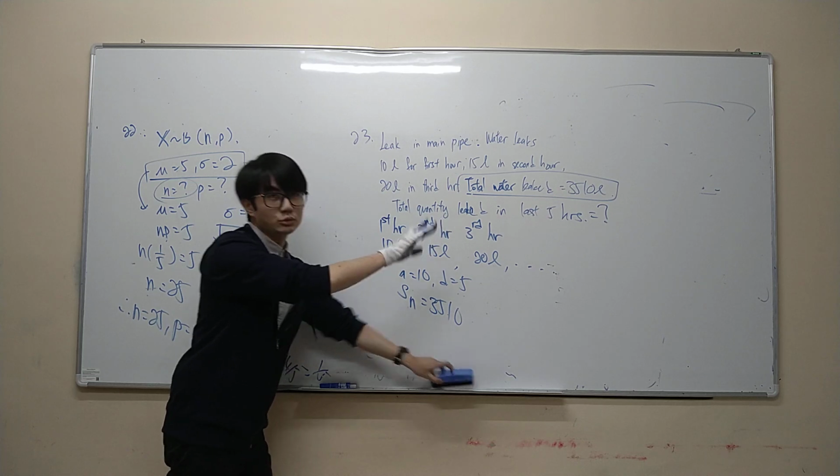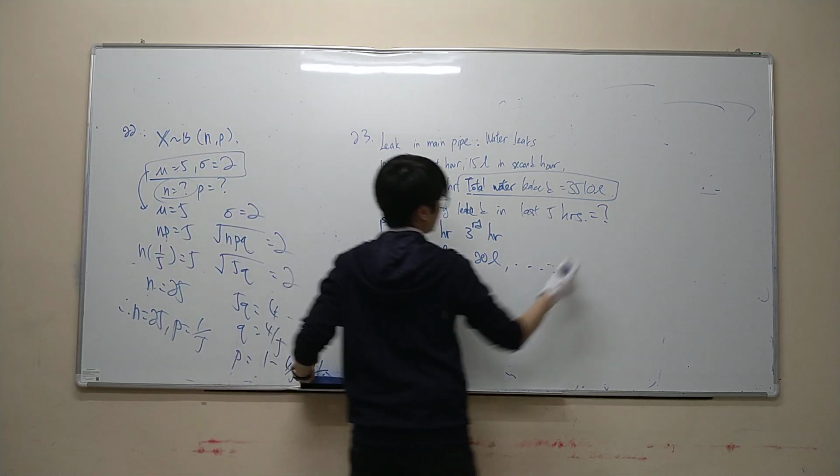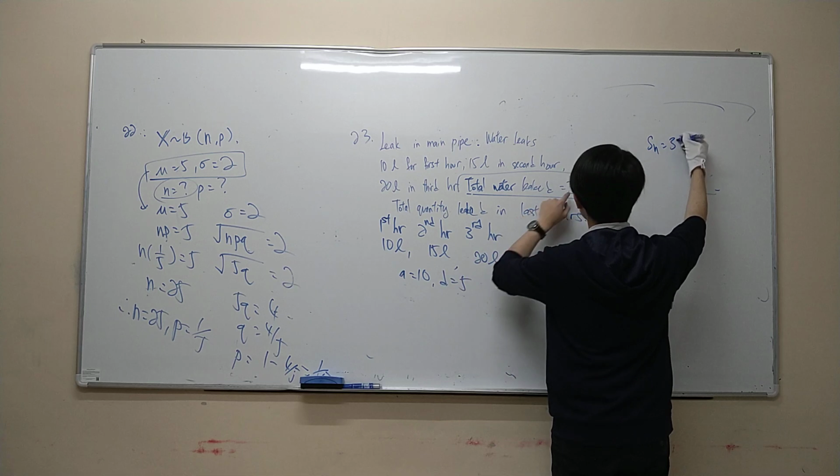Okay, let's leave that first. Let's just ignore that for now. So okay, I write here Sn equals 3510.